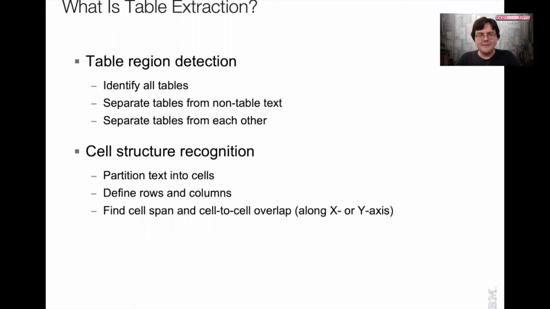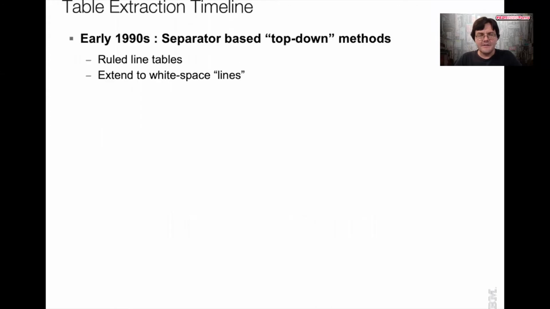Table extraction consists of two main tasks: table region detection and cell structure recognition. Table extraction has been studied for more than 30 years. In the beginning, most approaches were top-down methods where you start with a page and then you identify graphical or ruling lines on the page and group them into ruling line grids, which are then used to identify tables and cells. You can extend those approaches to white space lines or virtual lines in addition to ruling lines.